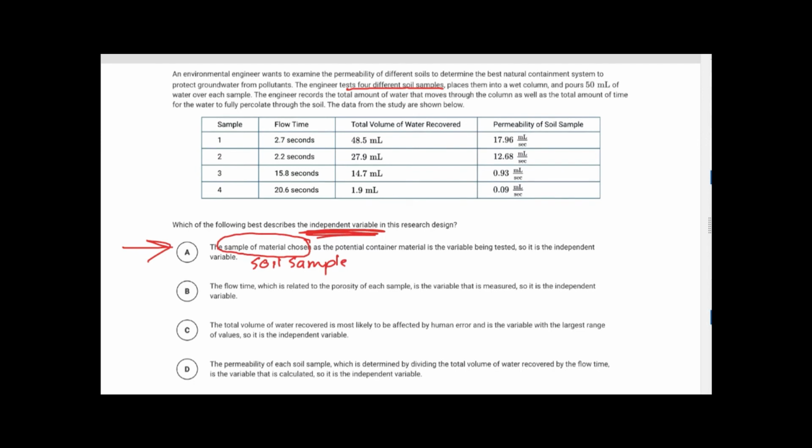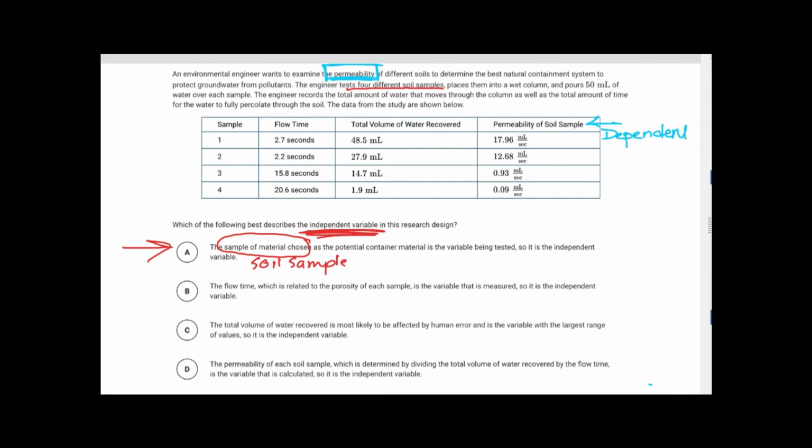And then let's go ahead and do the dependent while we're here, because I think it's important. The dependent is the thing that they're looking for. So usually we say it's the thing that you measure, right? But in this case, they had to measure something and then use those measurements to calculate what they really wanted, right? So he wants to examine the permeability. That's the thing he really wants, he's looking for. And so the permeability is going to be his dependent.